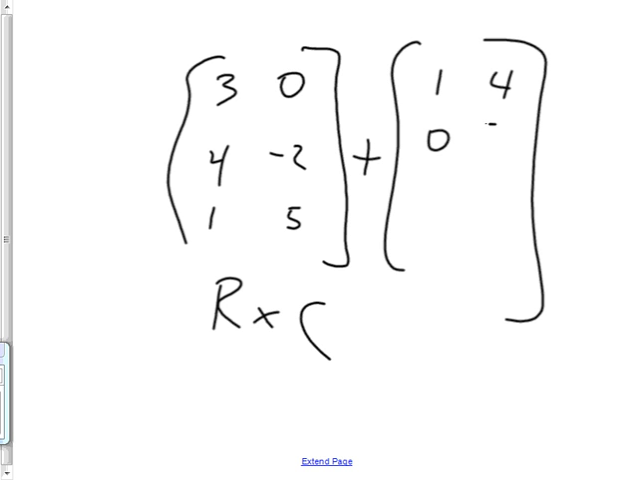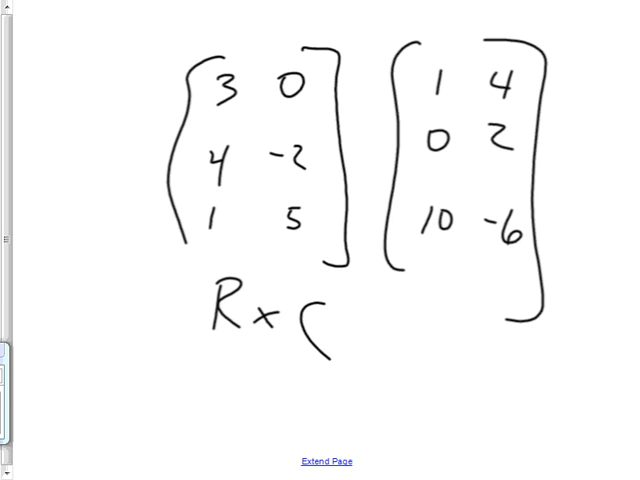All right, so now, if you're adding and subtracting, it's laughably simple. 1, 4, 0, 2, 10, negative 6. If you're adding them, you just put the 3 and add it to the 1, and your answer matrix would have a what? A 4 there.